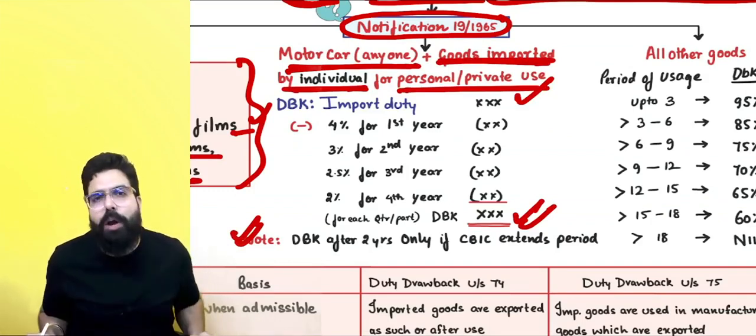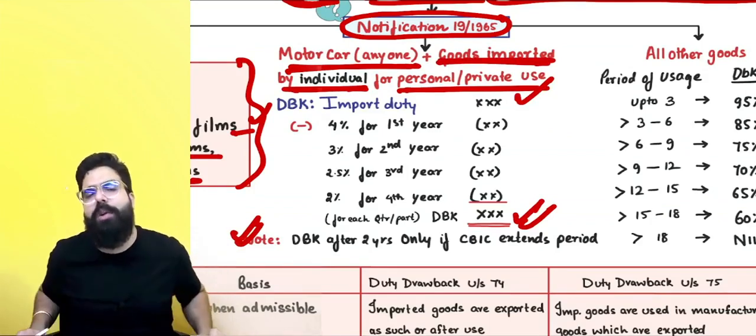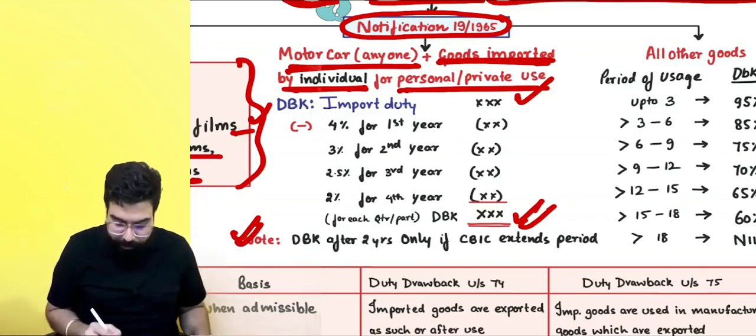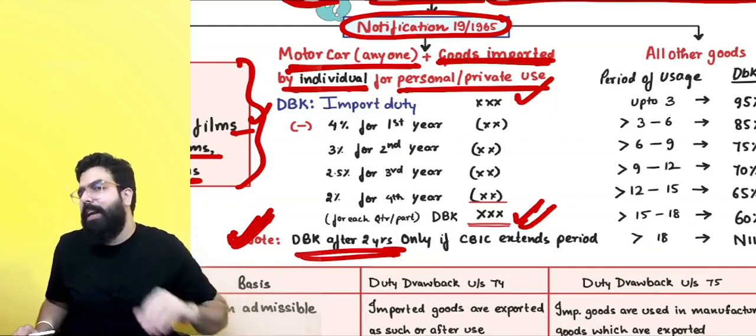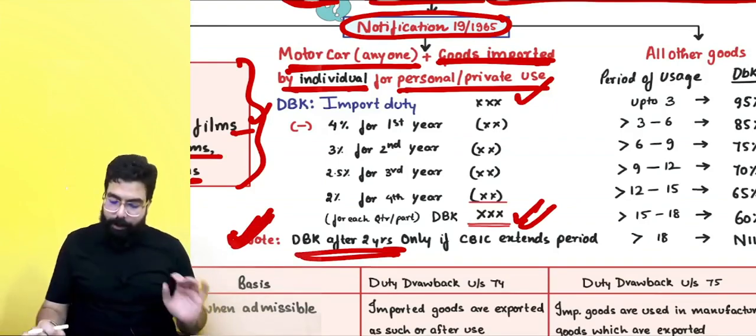In your exam, if you are doing a calculation in which you are calculating duty drawback after 2 years, then please write duty drawback after 2 years only if CBSE has extended the period. Okay, sir.